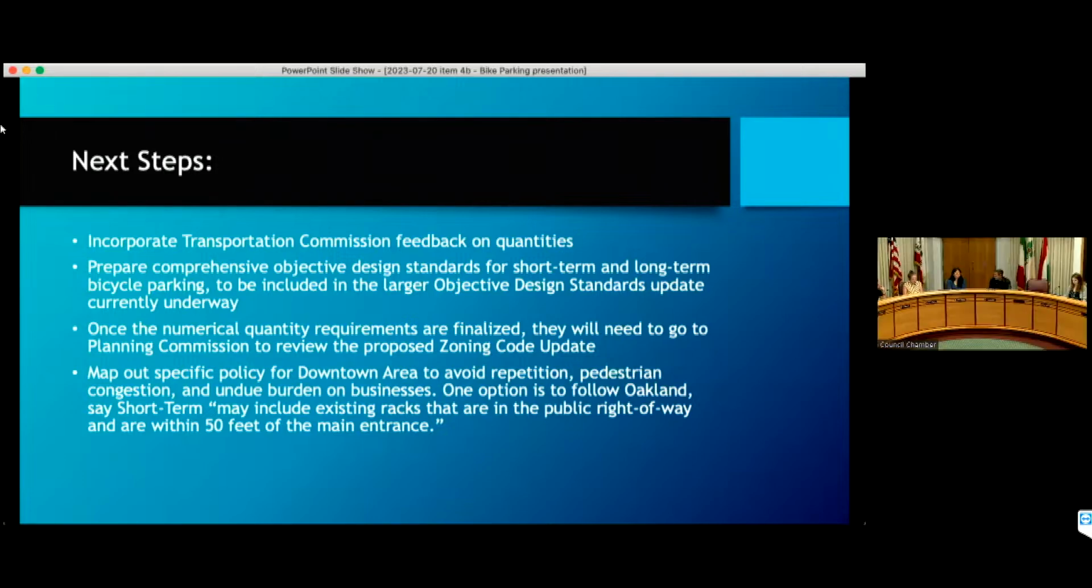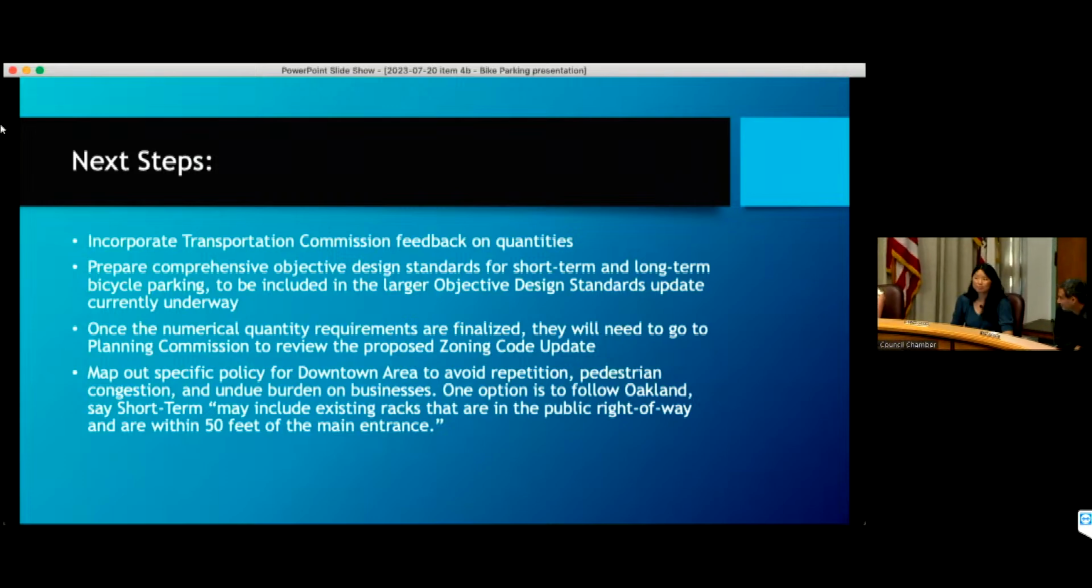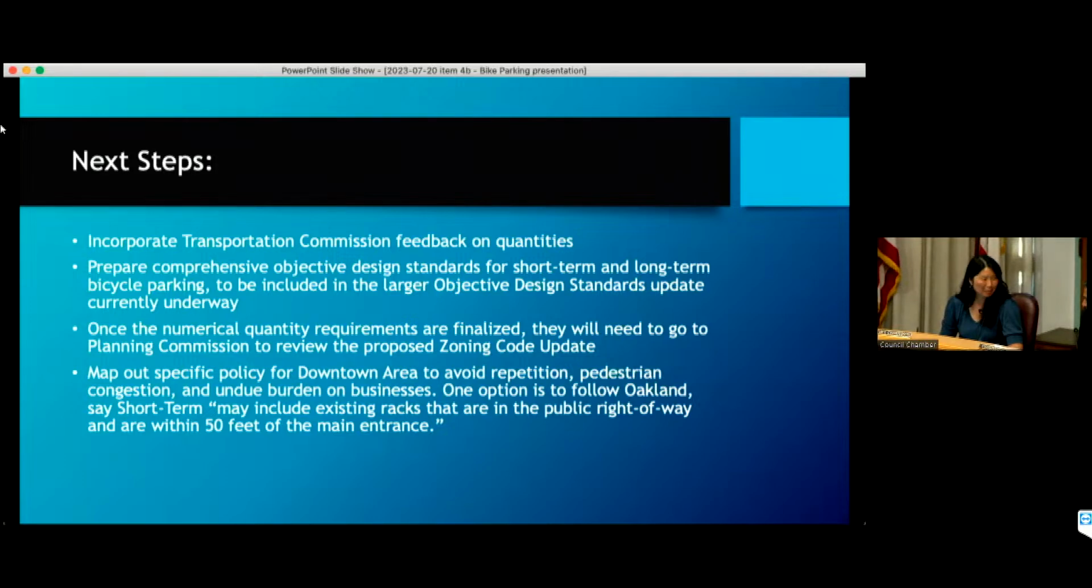Madam Vice Chair? I had similar questions and was, I think, are we doing comments now too, or it doesn't matter? Okay, because we're not making any decisions, right? Okay.